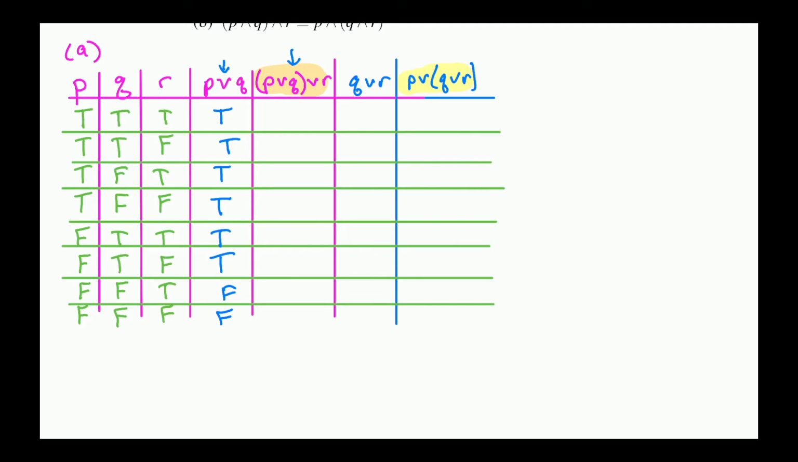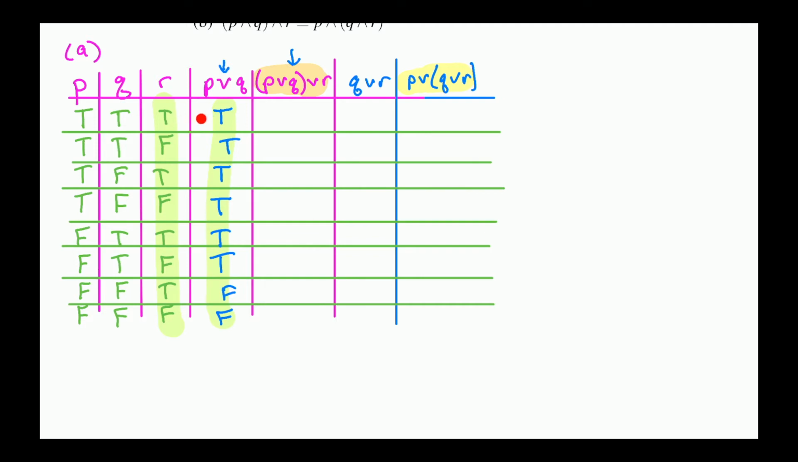It's going to be an OR with this column and this column. So we do another OR. So how does it work? Well, again, it's only going to be false when there's two falses. So take a look at these.